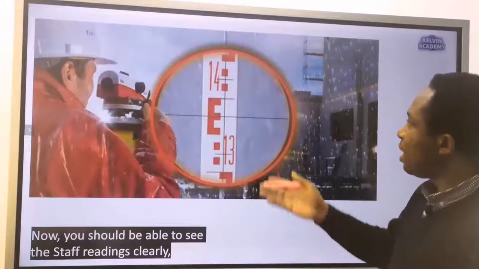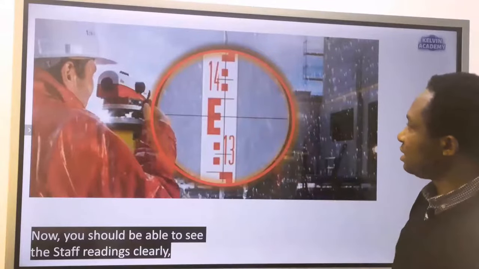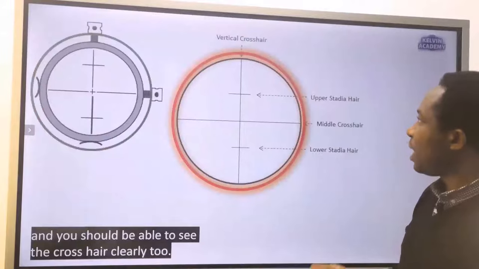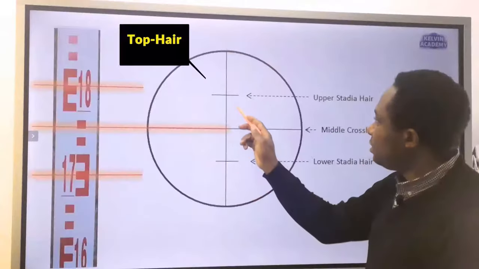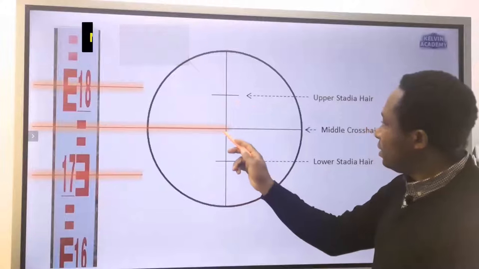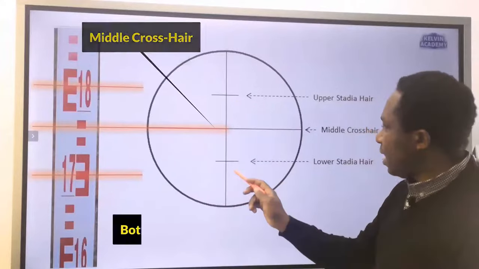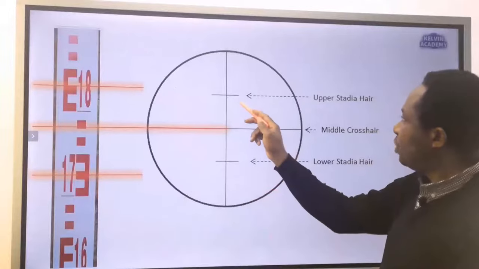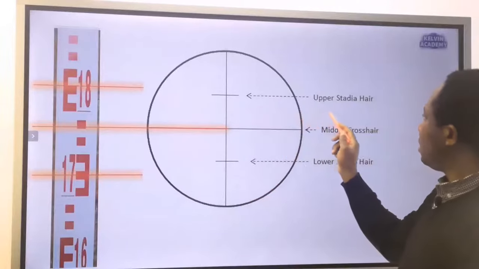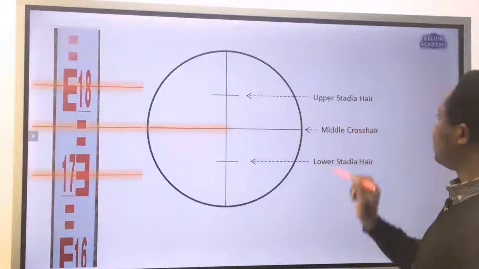Now you should be able to see the staff readings clearly, and you should be able to see the crosshair clearly too. This is the top hair. This is the middle crosshair. And this is the bottom hair. Another name for the top hair is the upper stadial hair.